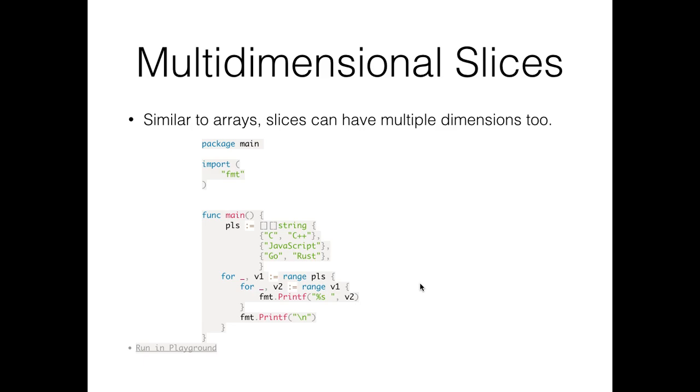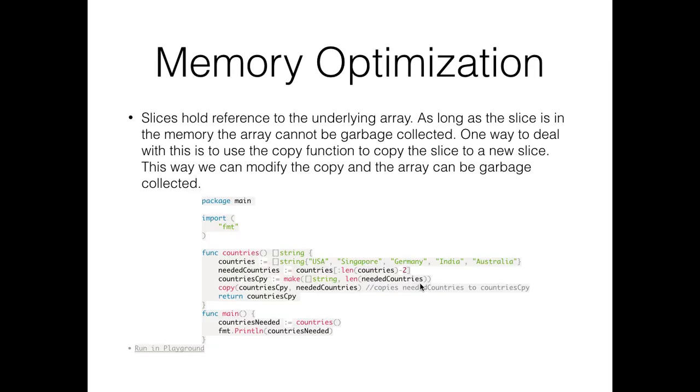Now let's move to our last slide, which is memory optimization in slices. As we know, slices hold reference to the underlying array. As long as the slice is in memory, the array cannot be garbage collected. So as long as there's a slice referencing the array, we cannot garbage collect the array. One way to handle this is copying that particular slice into another slice, and then the array can be garbage collected.